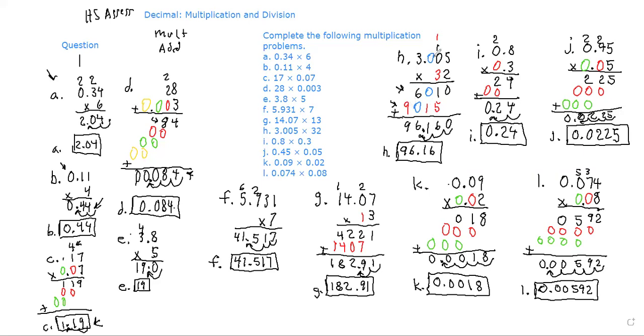Now we're going to count the number of decimal places in the top part and the number in the bottom. We're going to total the number of decimal places, so it's going to be 1, 2, 3. We go to the rightmost position in our answer and count over to the left 3 decimal places: 1, 2, 3, and that's where the decimal place goes. So our answer for this one is 96.16.